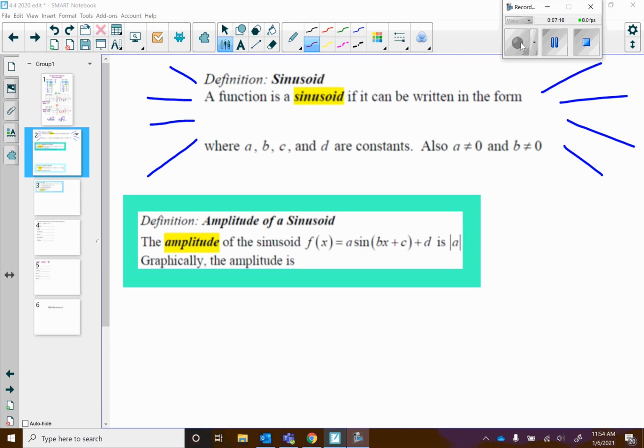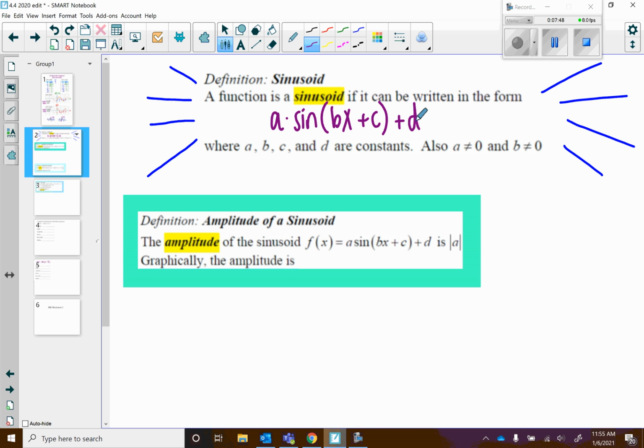Let's talk about what a sinusoid is. It's not like a dinosaur, even though that kind of sounds like it. A function is a sinusoid if it can be written in the form a times sine of (bx plus c) plus d, where a, b, c, and d are constants. We want to make a note that a is not equal to 0 and b is not equal to 0. If either of those were, it would not be a sine or cosine graph.